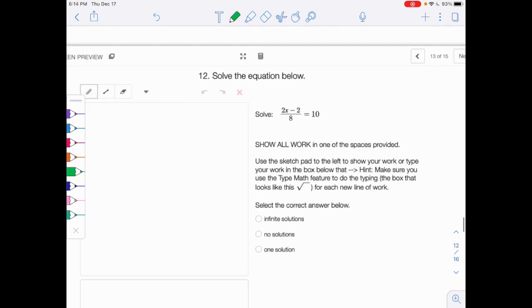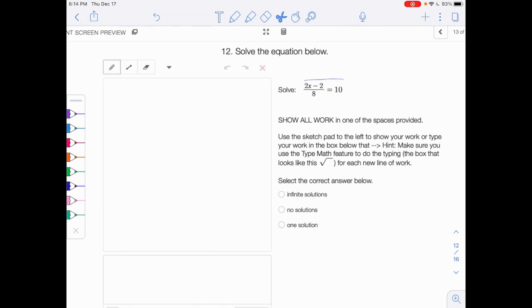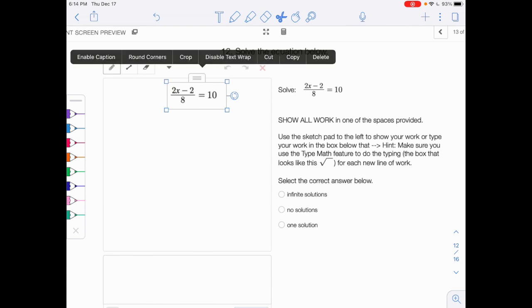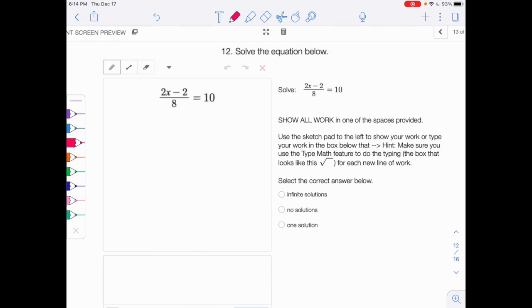Here we have another equation to solve. So this one is a little different than most of our other ones. I need to get rid of this denominator first. Denominators signify division. Opposite operation of division is multiplication. So I'm going to multiply both sides by 8, leaving me with 2x minus 2 equals 80.